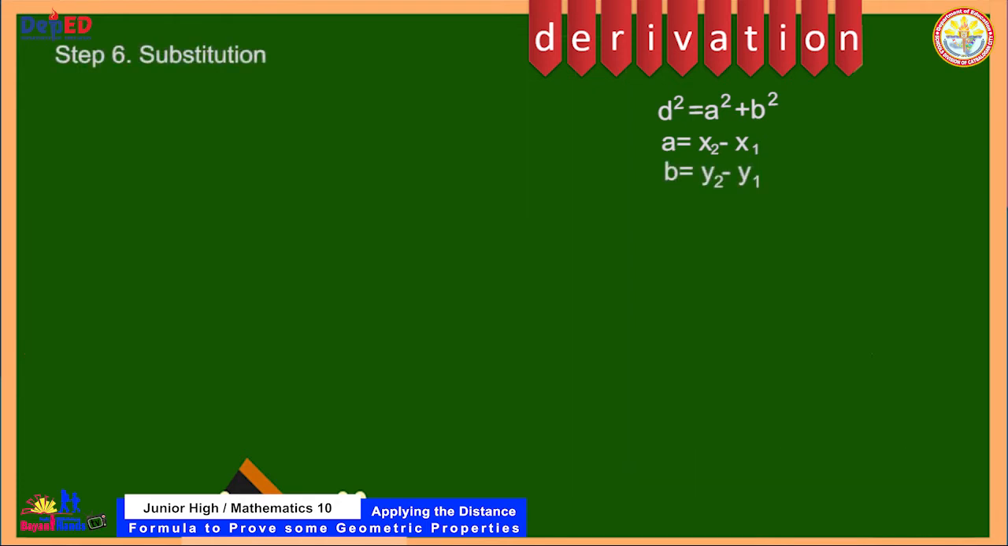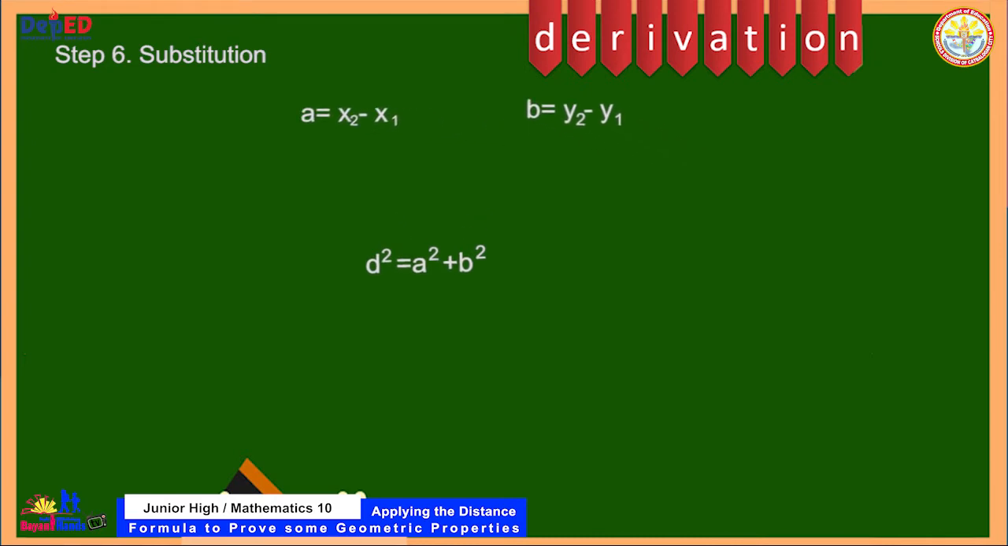Step 6. Substitution. Let us now substitute the values of a and b in the equation d squared is equal to a squared plus b squared. First, substitute the value of a. So we have d squared is equal to the square of the quantity x sub 2 minus x sub 1. Next, substitute the value of b. This becomes the square of the quantity y sub 2 minus y sub 1.